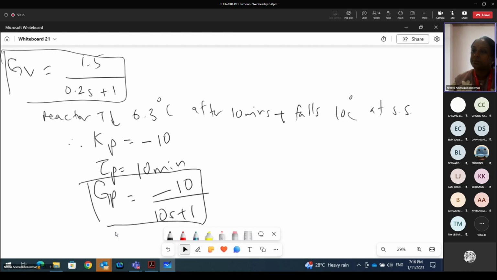They asked us to determine the transfer function of Gm, and if you notice in the question statement, they already mentioned the dynamics can be omitted.